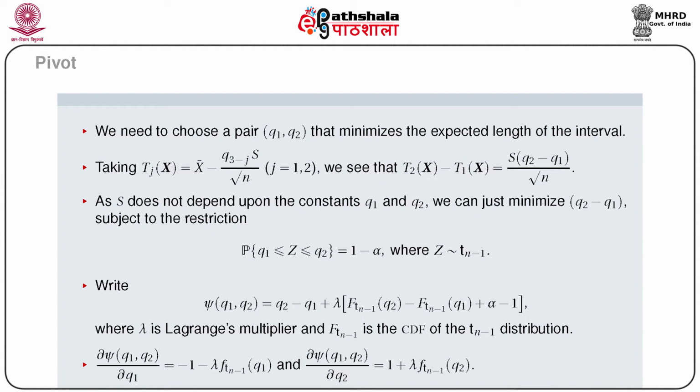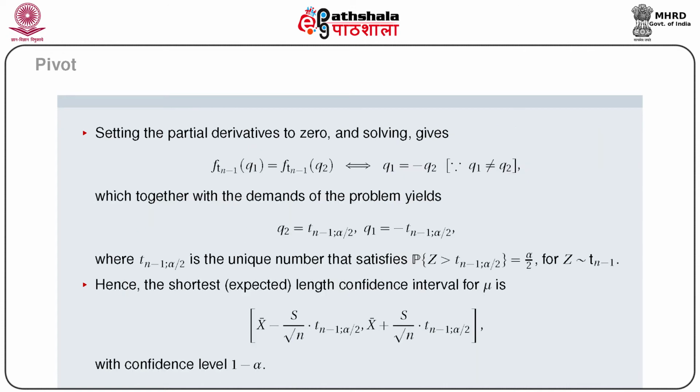Here, as in the previous case, we define the Lagrangian function as follows: psi(q1, q2) equals q2 minus q1 plus lambda times (F(q2) minus F(q1) minus (1 minus alpha)). Here capital F represents the CDF of the T(n minus 1) distribution. Hence, by differentiating psi with respect to q1 and q2, we get the following set of equations, and solving for 0 gives us the shortest length confidence interval.